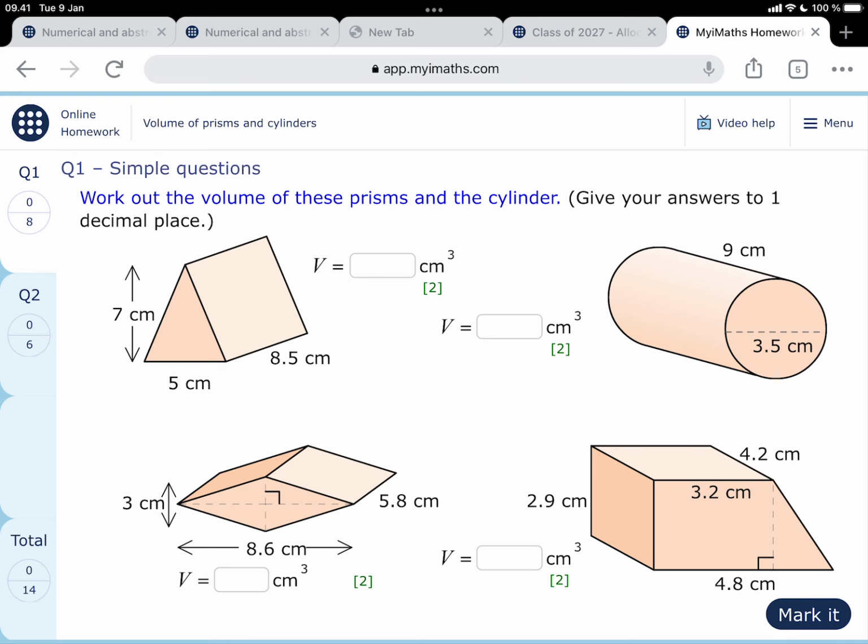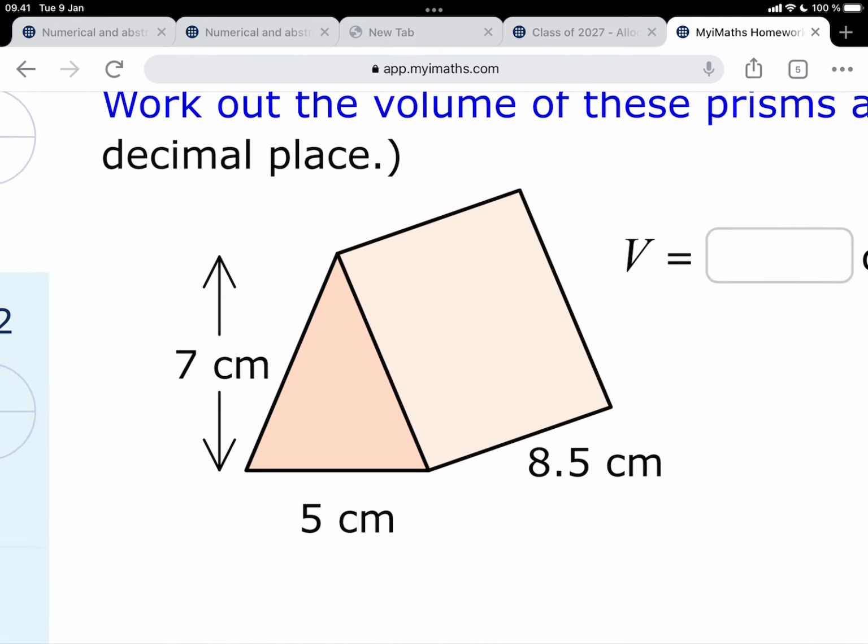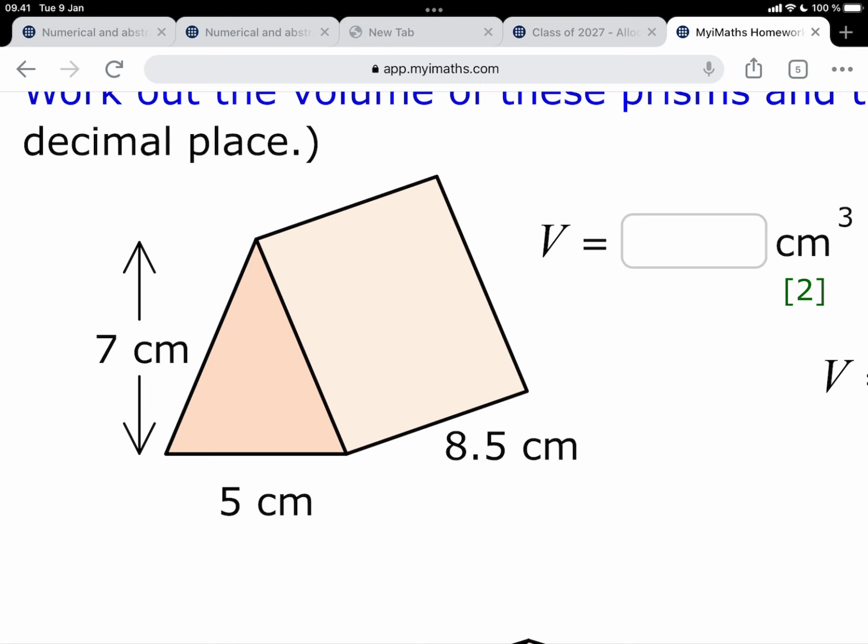Okay, so we're looking at MyiMaths, volumes of prisms and cylinders, question 1. So all of these, we've first got to find out the end area, and then having found out the end area, we're going to multiply it by the length of the prism to find the volume of the prism. So looking at the first one here, that's a triangle at the end. A triangle is half base times height.